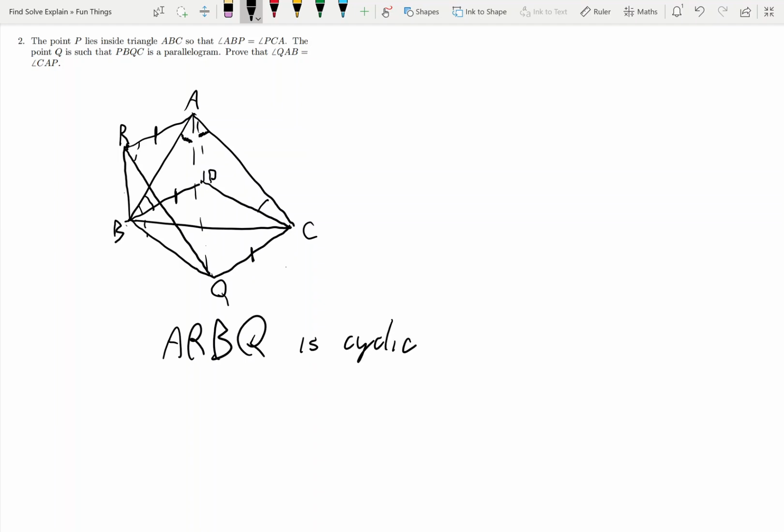Now, with our newly gathered information, first of all, asking for BAQ and CAP is essentially the same thing as asking for CAQ and BAP, because you're just including that bit in the center once in each of them. So if they're equal, they're still equal.